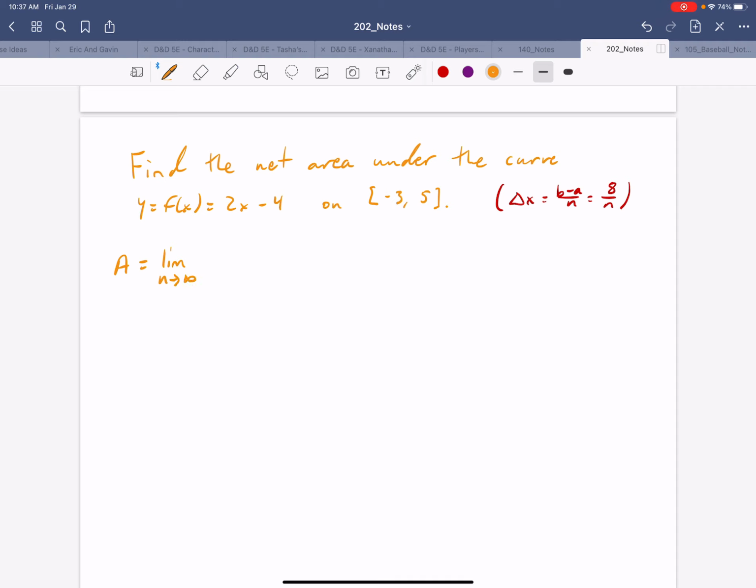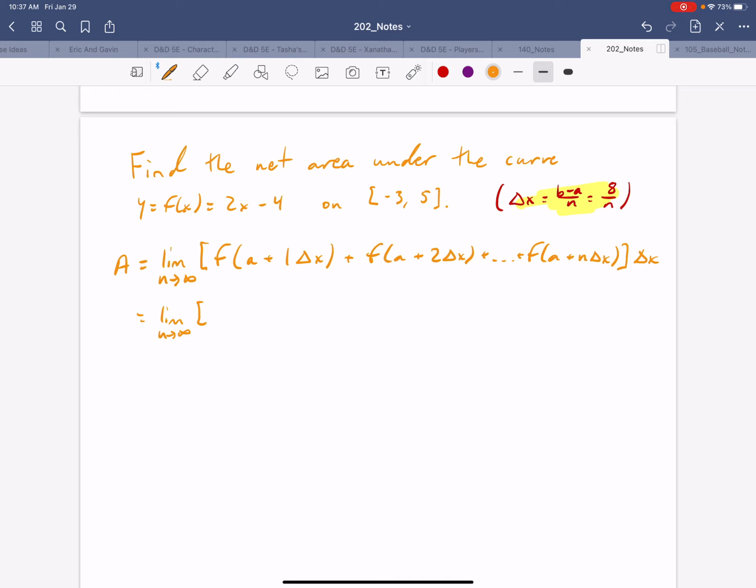And that's going to be the limit as n approaches infinity of f of a plus 1 delta x plus f of a plus 2 delta x plus blah blah blah plus f of a plus n delta x, and that's all times delta x. Now remember, delta x is b minus a over n, which in our case is 8 over n. So we're going to replace a with -3 and delta x with 8 over n.